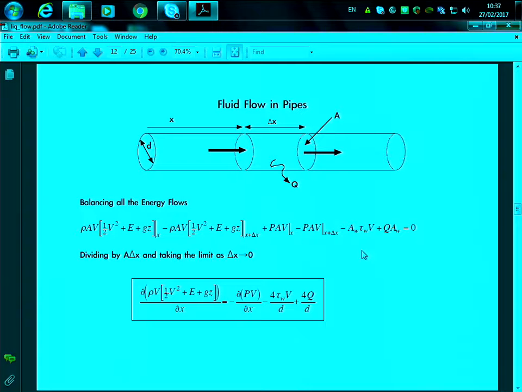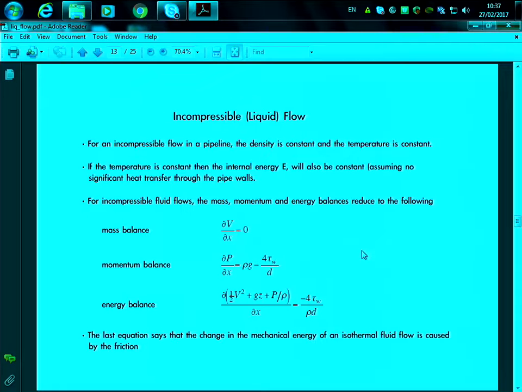So for incompressible fluid flow, mass and momentum balance reduce to the following. Okay, so this was the initial mass balance. In this case, density doesn't change through the fluid going through that. We said density is constant, so it went out of the derivative, and as well as the area. The area of the pipeline will be constant. So therefore, we have dV over dx. Okay, so the only thing that changes will be the velocity, and this will be equal to 0. The momentum balance also goes to this expression.